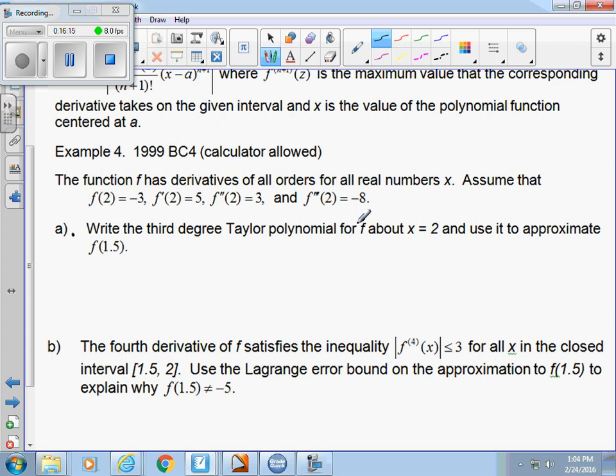So this is 1999 BC number 4. The function f has derivatives of all orders for all real numbers x. Assume that f of 2 is -3, f prime of 2 is 5, f double prime of 2 is 3, and f triple prime of 2 is -8. Write the third degree Taylor polynomial for f about x equal 2 and use it to approximate f of 1.5.